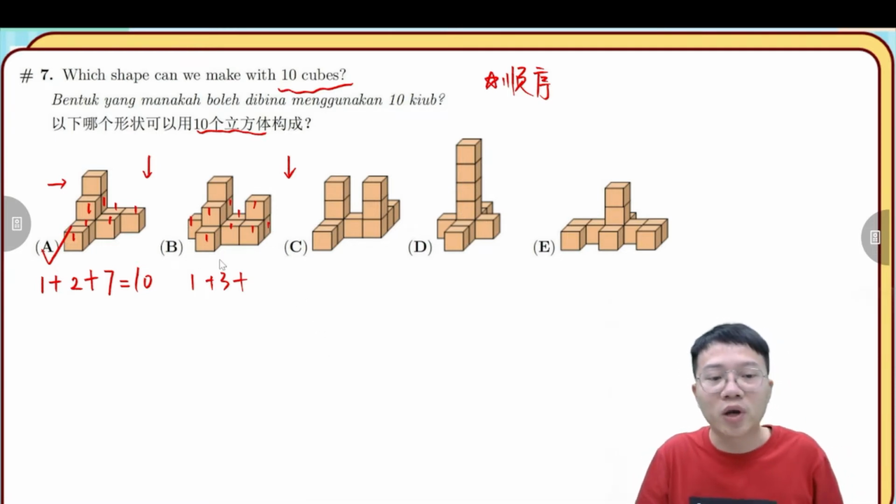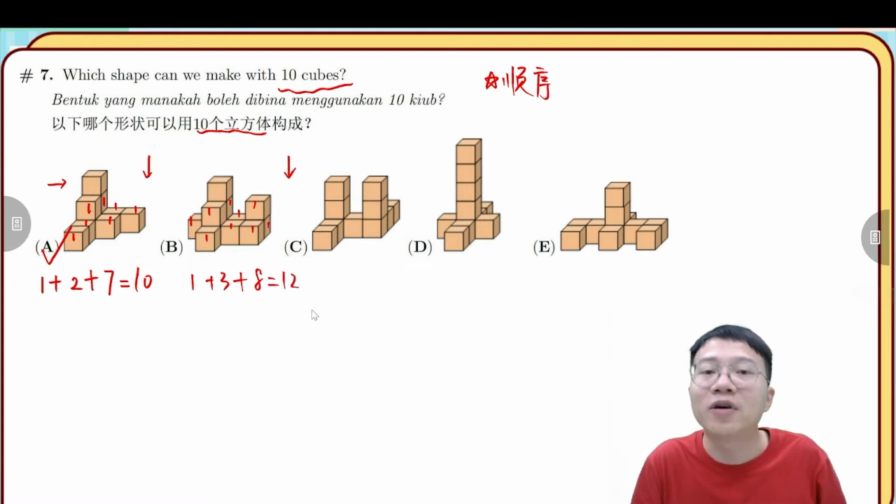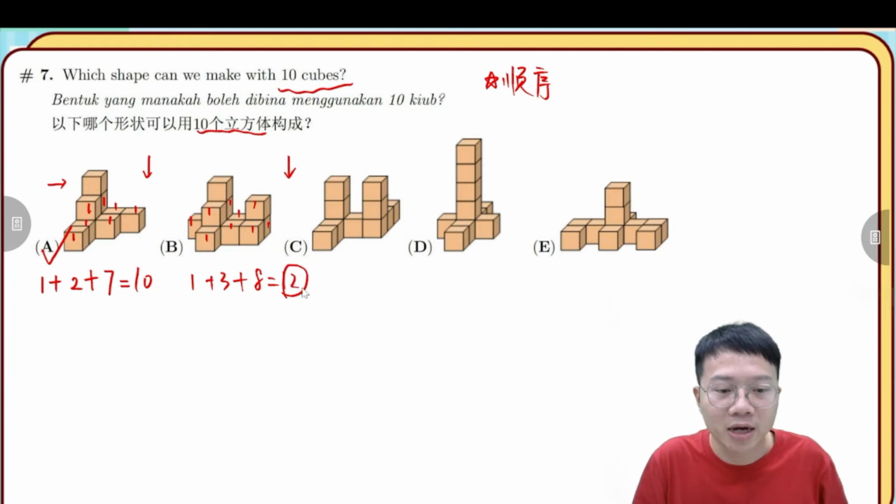Okay. So here we also have 2 that are blocked. So altogether 1, 2, 3, 4, 5, 6, 7, 8. So altogether we have 12. Okay, 12 cubes here.